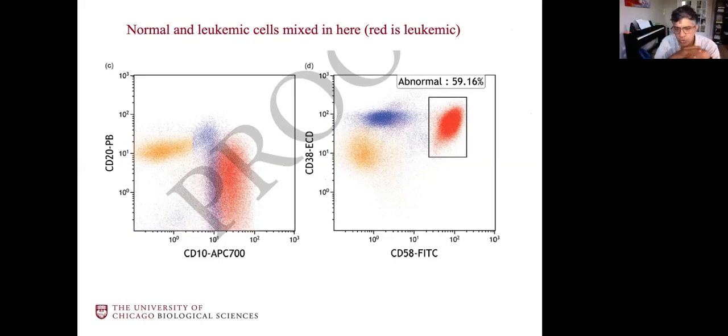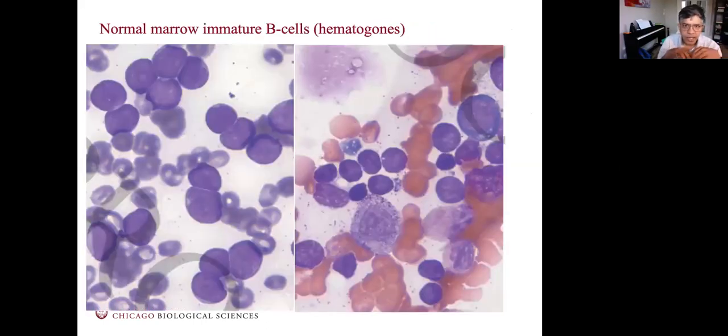So you should know that in the marrow, you can have normal and abnormal B cells. So when you go down and talk to the pathologist, you should be able to say, are there hematogones in this case? Hematogones are normal maturing B cells. And are they mixed in with the leukemic B lymphoid cells? So I threw in a term called hematogones, which are normal marrow immature B cells.